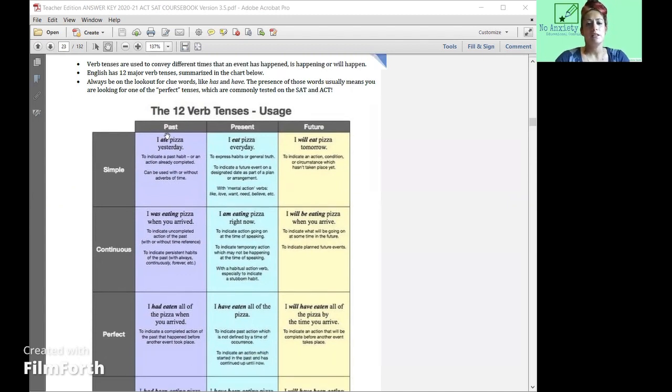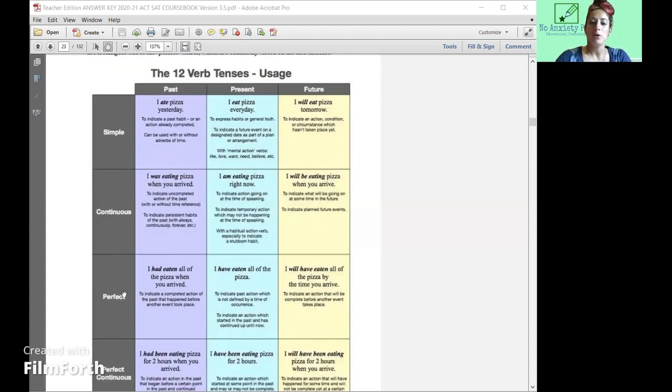So you can see at the top, we've got past, present, and future. And I think everyone's fairly familiar with those, right? So I ate pizza, I eat pizza, I will eat pizza. That's what we call the simple past, present, future. And then of course, the continuous is with that ing gerund verb. I was eating, I am eating, I will be eating. Okay, fine. So let's talk about the perfect tenses.